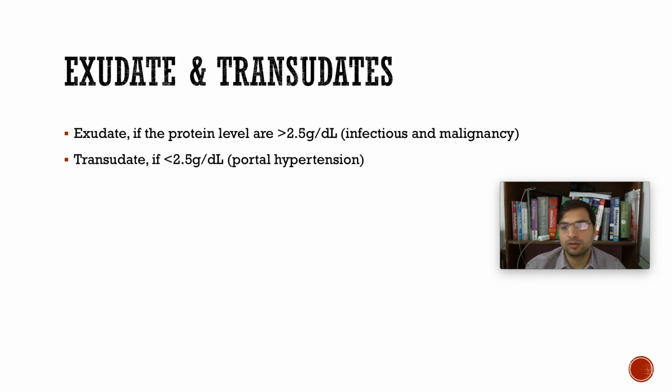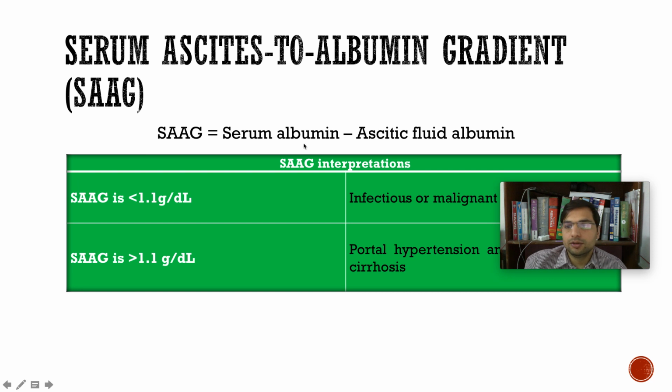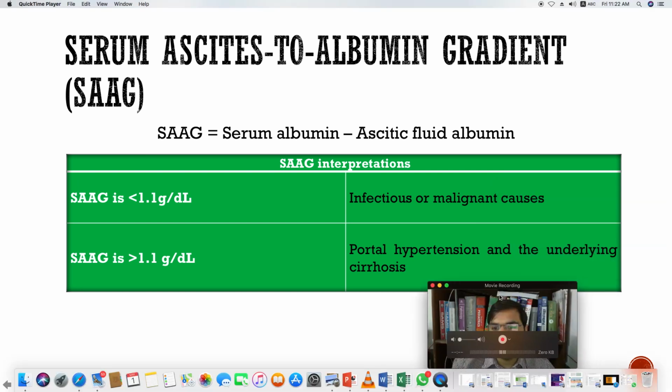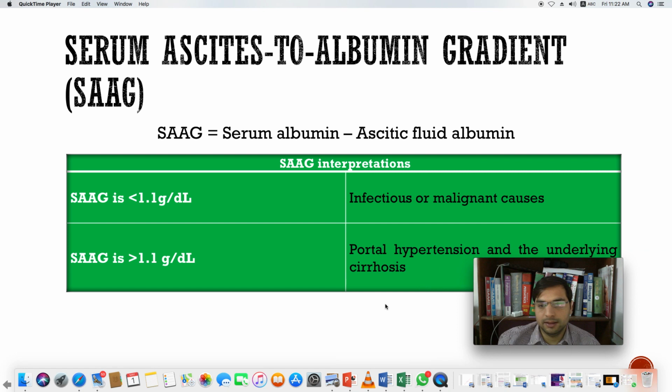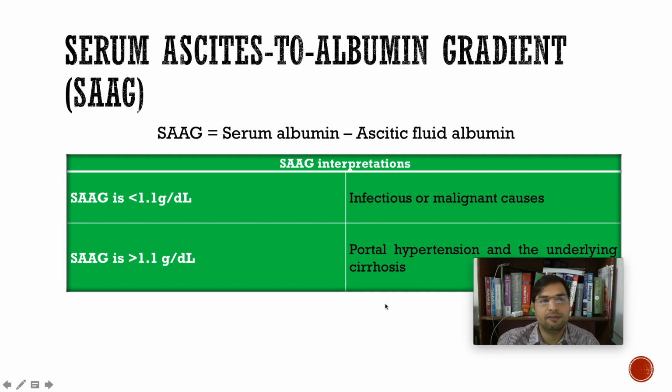So by looking at the fluid, you can say whether it is an infectious cause or a portal hypertensive cause. In portal hypertension, it will be mostly transparent in color. So now transudate and exudate are things of the past. Now we define the ascitic fluid by the serum ascites albumin gradient, SAAG. So serum ascites albumin gradient is called SAAG.